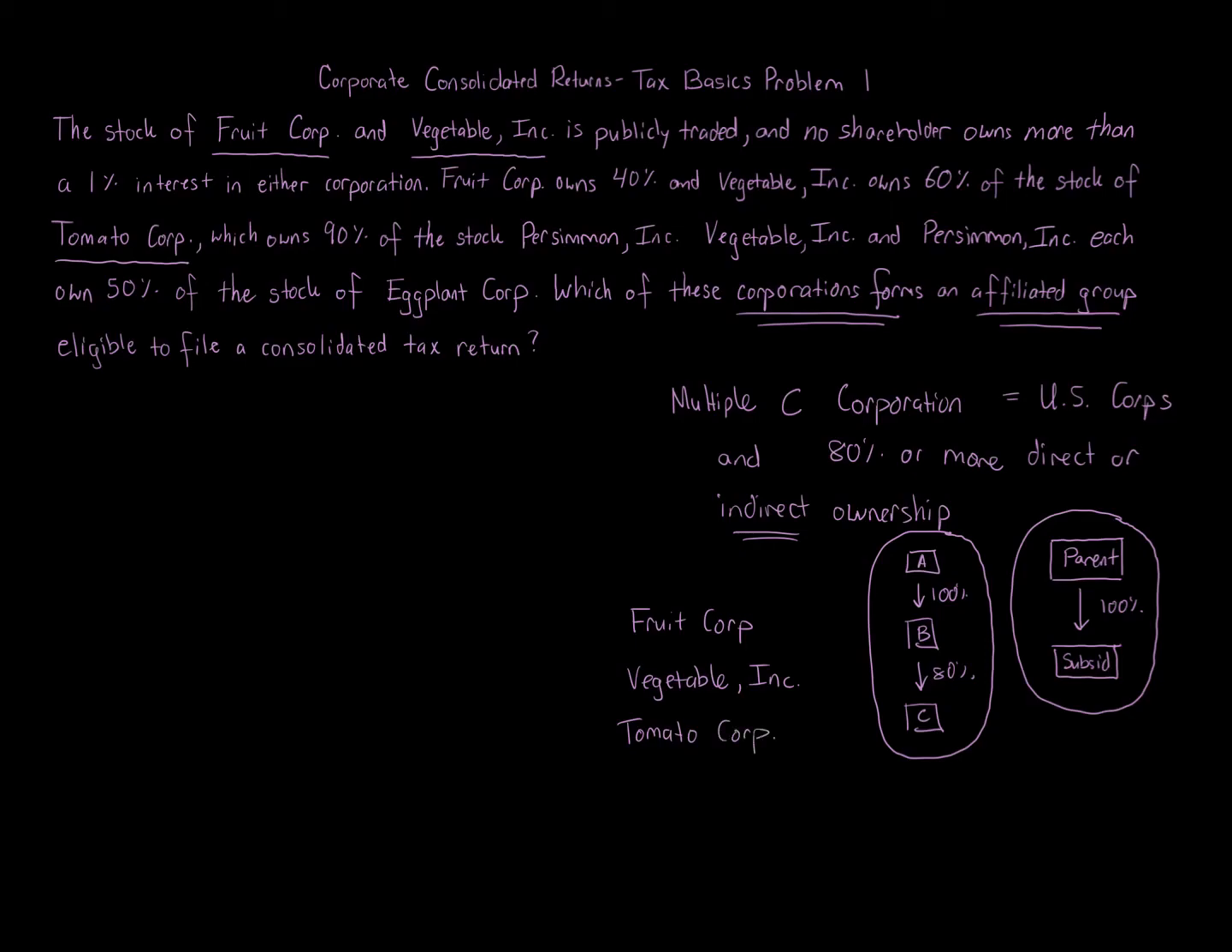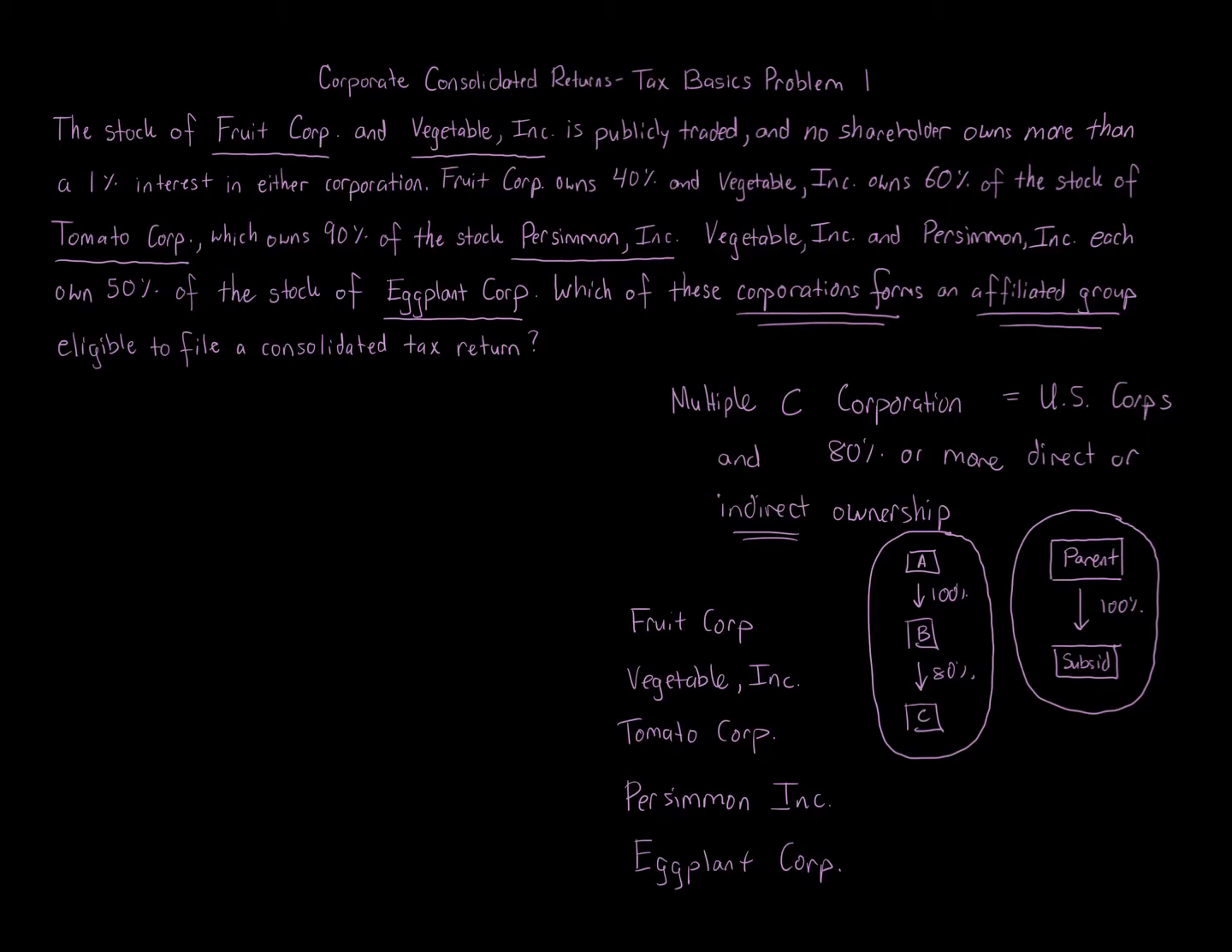Tomato Corp. And then after that, we're told the next one is Persimmon Inc. So we have Persimmon Inc. And then finally, the last one is Eggplant. So it helps you in these questions if you just go through and look for the different parties at first, the different corporations. And again, remember, it has to be C corporations, multiple C corporations, and they all here are C corporations because they say Corp, Inc., and I don't tell you any of them are S corporations.